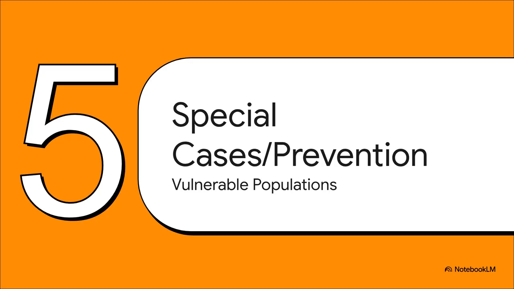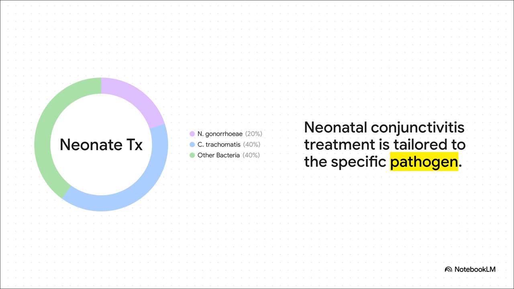Okay, let's shift gears now and talk about some special populations, specifically our pediatric patients, and then get into the all-important strategies for prevention and control. In newborns, treating conjunctivitis is all about stopping it from escalating to keratitis. For infections passed during birth, like gonorrhea or chlamydia, you have to think systemically. Oral or IV therapy is required. For other bacterial causes, you can typically manage them with topical agents.